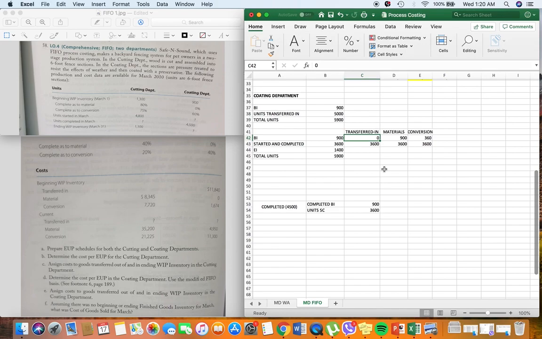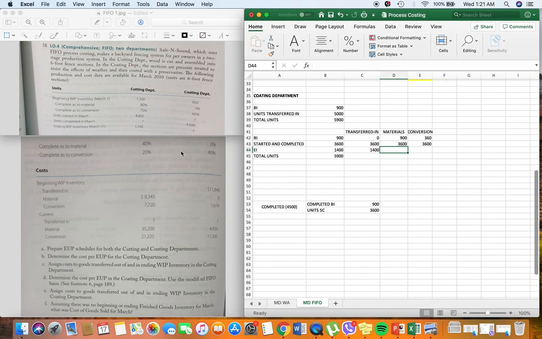Okay? Now, what about the ending inventory? So the ending inventory, syempre, our assumption is that these units entered the coating department or were transferred in to the coating department only this month. And therefore, 100% yan. 100% yung EUP na i-assign natin sa kanya.